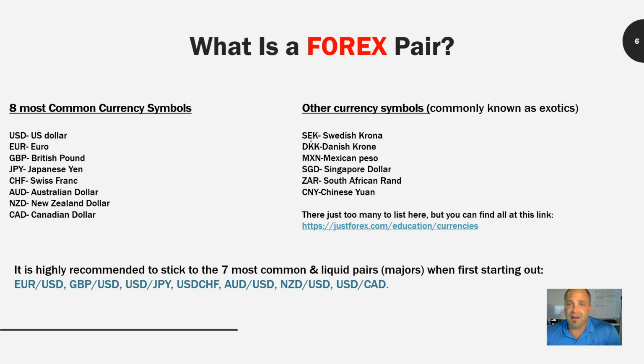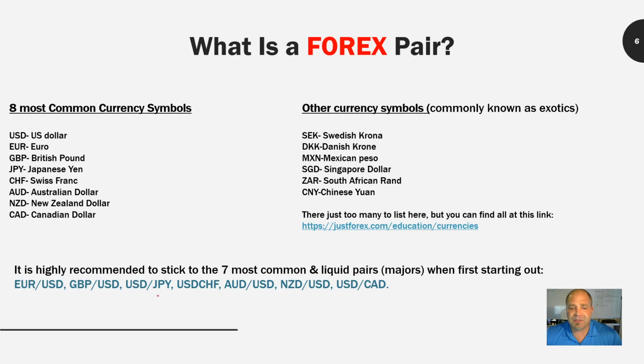You need to understand the margin it's going to take out of your account to trade these, the spreads, how to calculate pips. They get really complicated with these exotic currencies. I highly recommend you stick to the 7 most common liquid pairs. Liquidity means there's lots of people trading it. There's lots of volume in there.